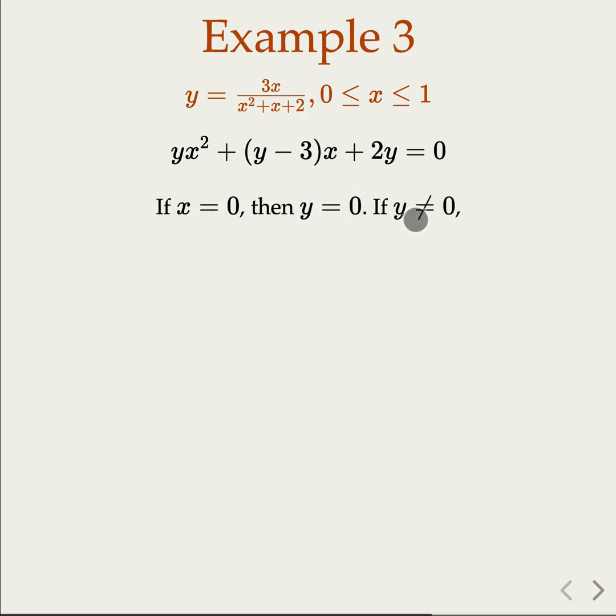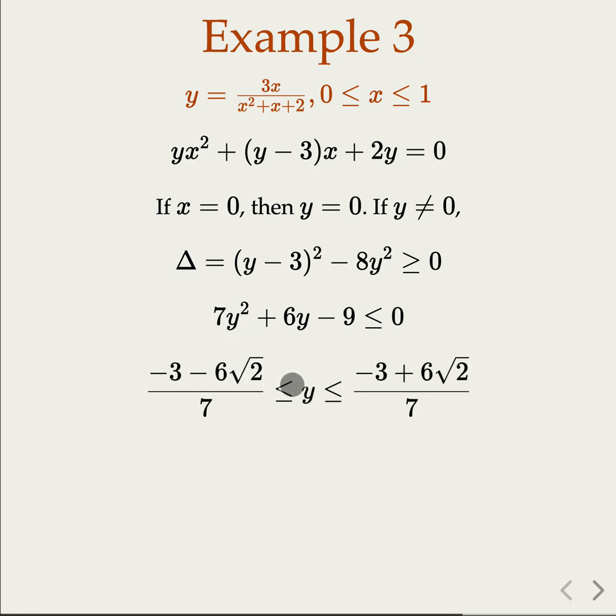Now, when y is not 0, so what will happen? This is a quadratic equation, and it should have real roots, so delta is going to be non-negative. So we plug that in, and that becomes a quadratic inequality here. If you have two roots, y is going to be between the two roots, right? So let's solve that. That's the range of y. So we're looking for the range of y. Is this the answer? Unfortunately, the answer is no.